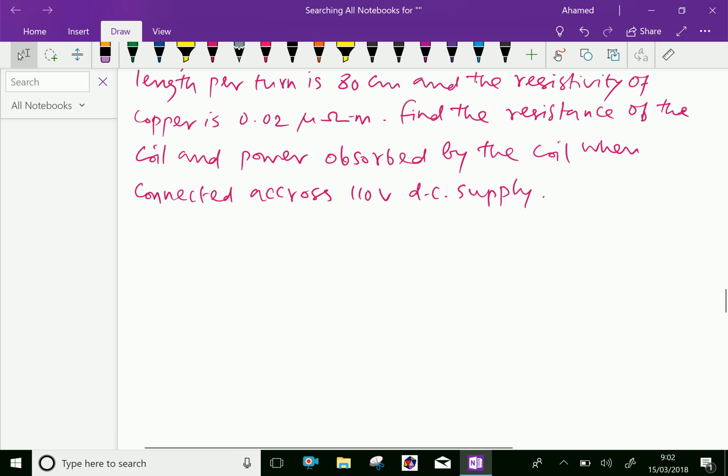Here, let us calculate first the length of the wire in the bundle. Length equals mean length per turn, which is 80 centimeter, that is 0.8 meter, into number of turns, 1500, which is equal to 0.8 into 1500, which is equal to 1200 meter.